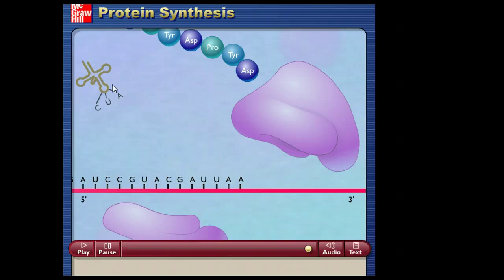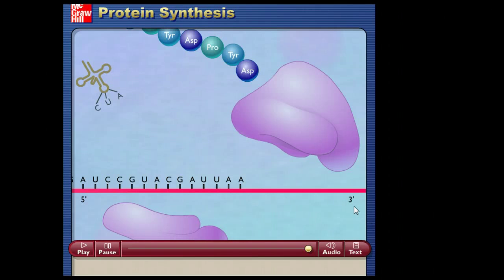What's interesting is that these tRNAs, after they've given their amino acids, can be reused. They go back into the cytoplasm to grab more of that same specific kind of amino acid. So if it brought in proline, it's going out to find another proline.